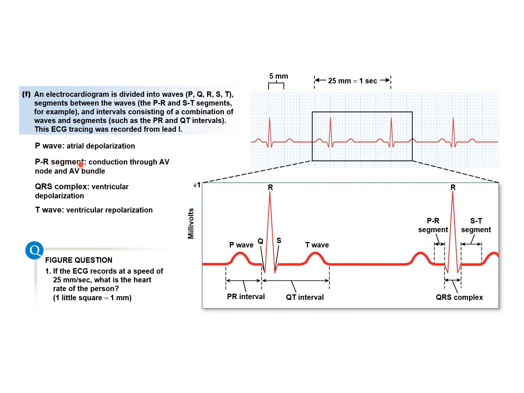So there's that PR segment, and that's that delay that I talked about in the AV node. This is where you're seeing that delay going on. The AV node's been stimulated, but it's not firing off. That QRS: Q down, R up, S down again here. This is the S, this little point, and this little point.